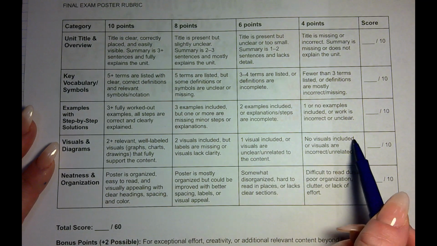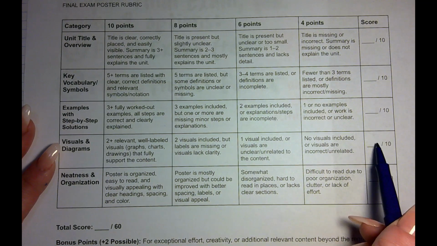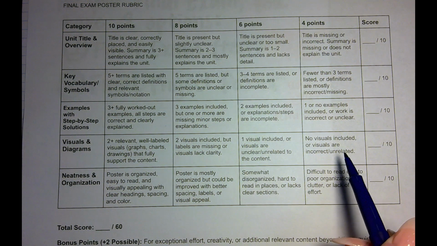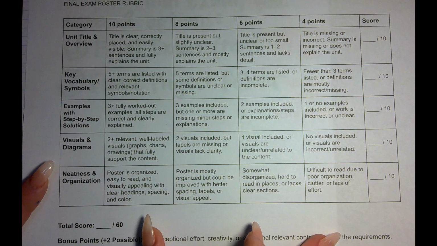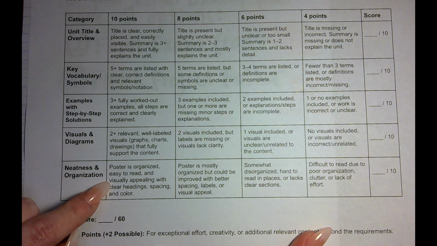Like if I decided I don't want to add visuals, that means you would get a 4 out of 10 in this category, and you would still be getting 4 points for making the poster, but it would just take away a few points from the overall grade that you could get. So basically, if you follow everything down the 10-point category, you'll get 100%.